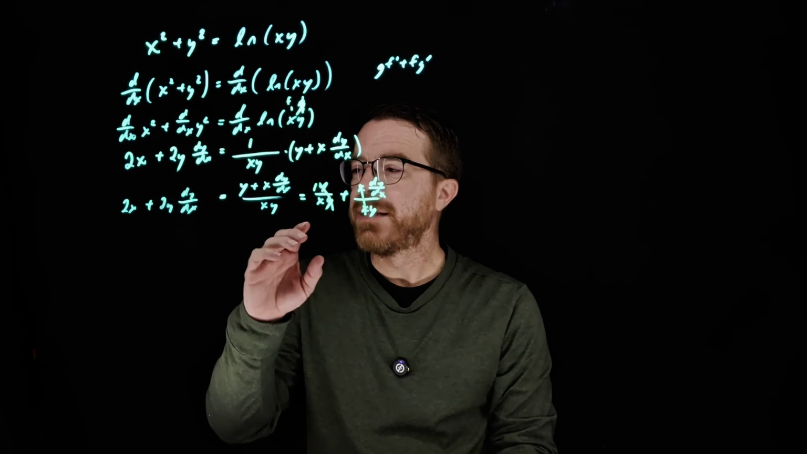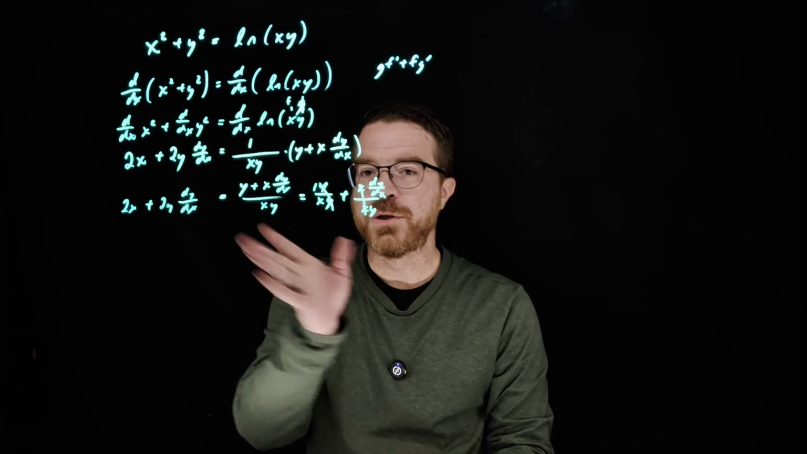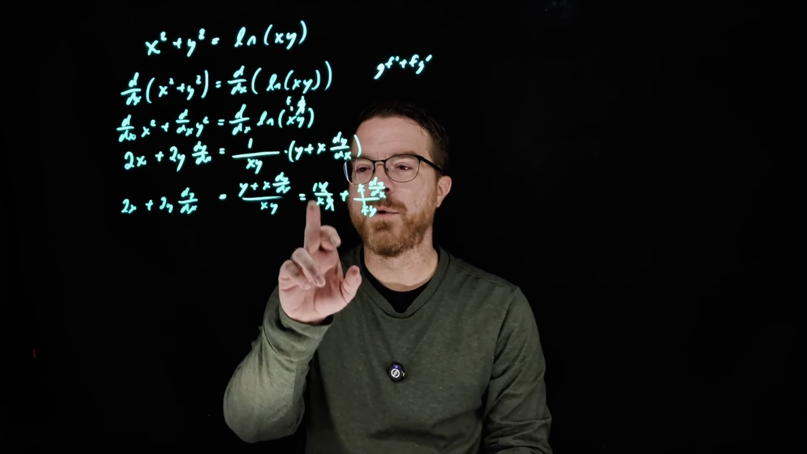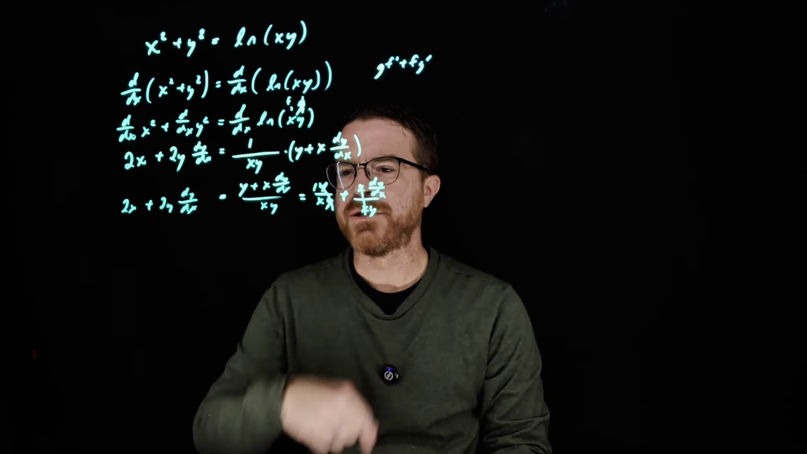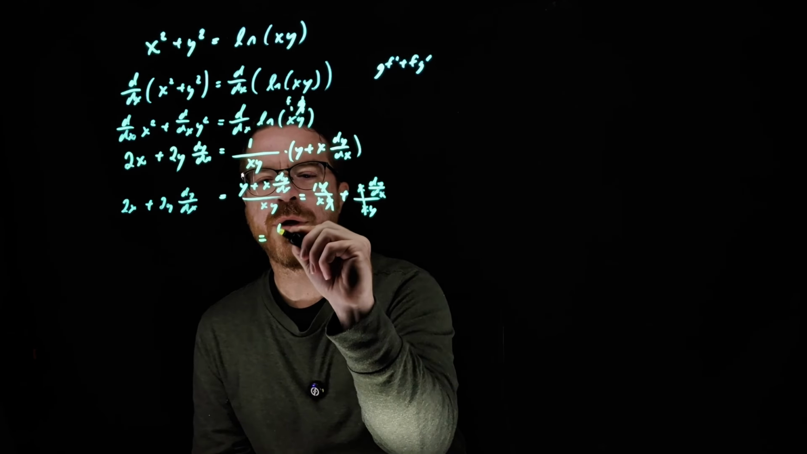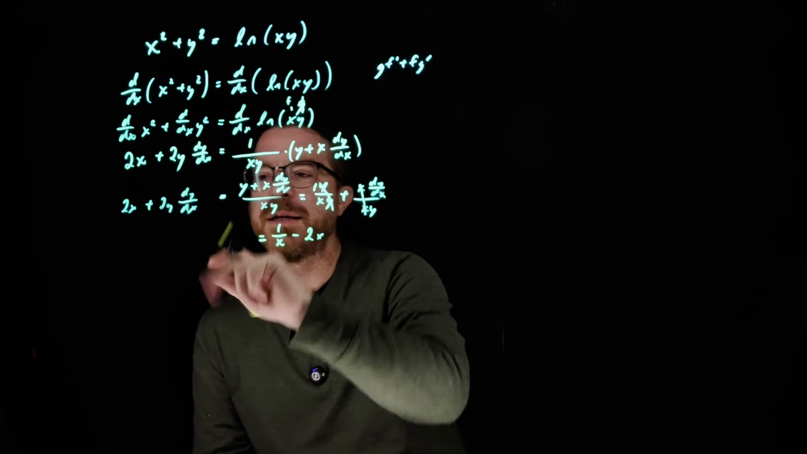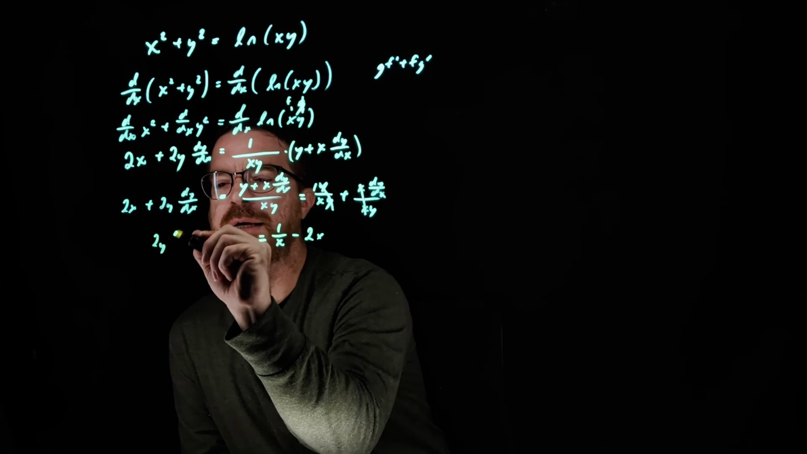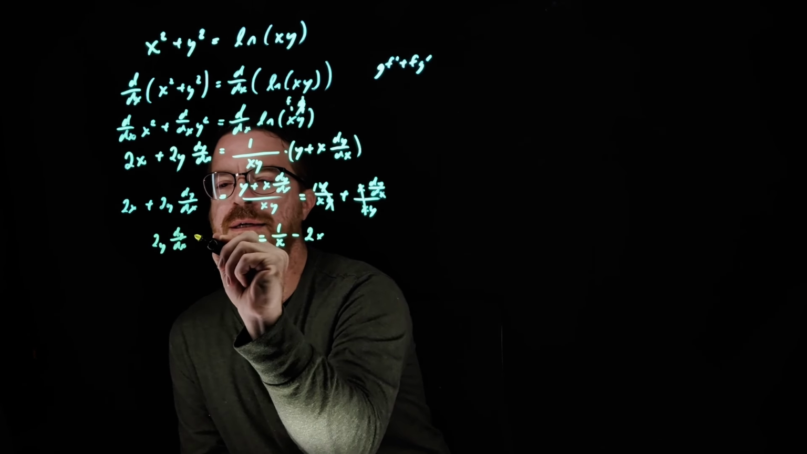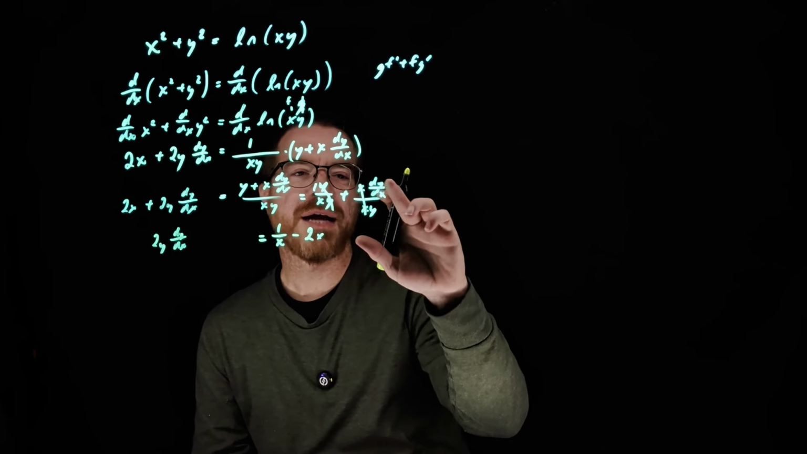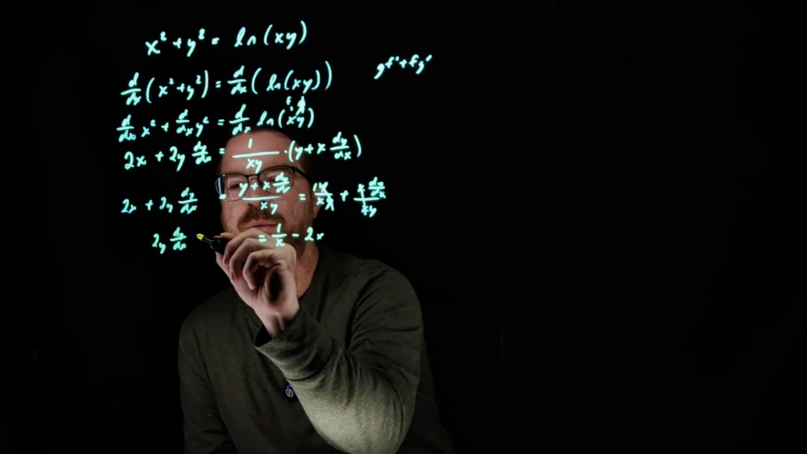So now what I'm going to do is pull the x terms to one side. So in this case, I've got 1 over x, and I'll subtract the 2x over here. So this will be 1 over x minus 2x. And then I've got 2y dy/dx. And I'm going to subtract this dy/dx over y.